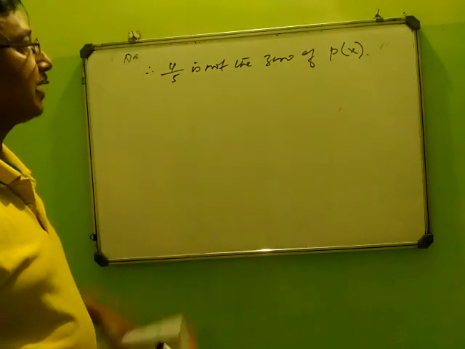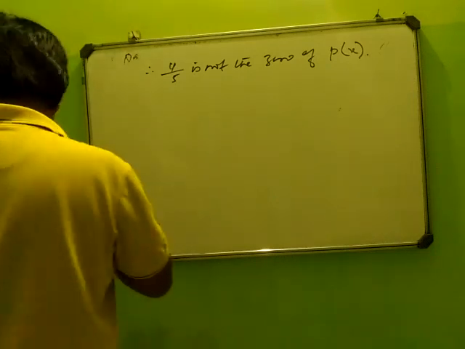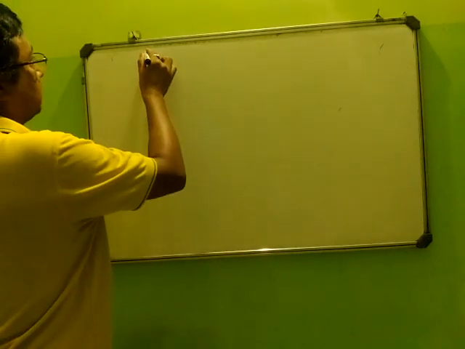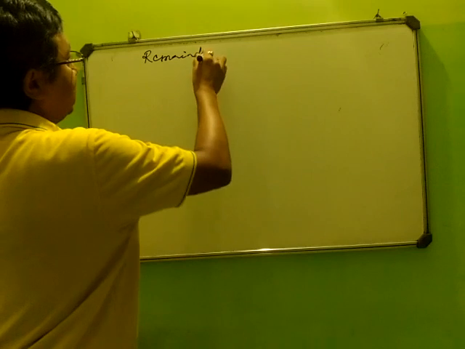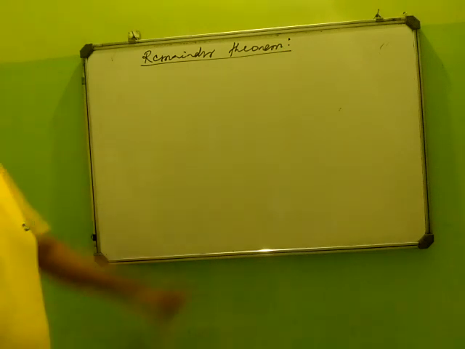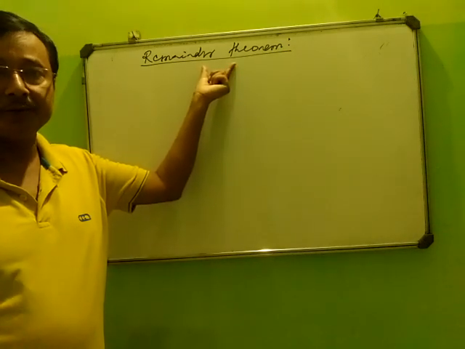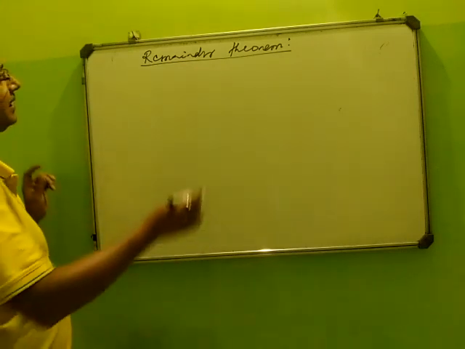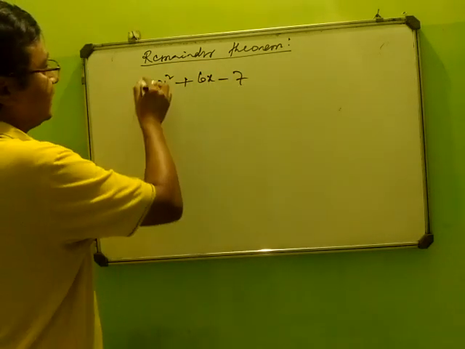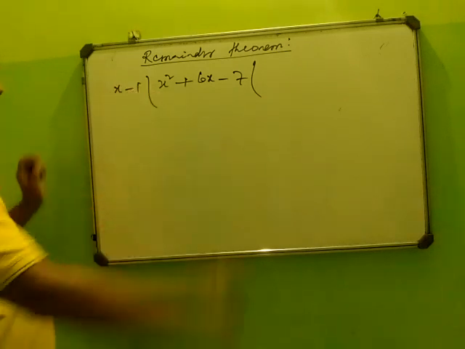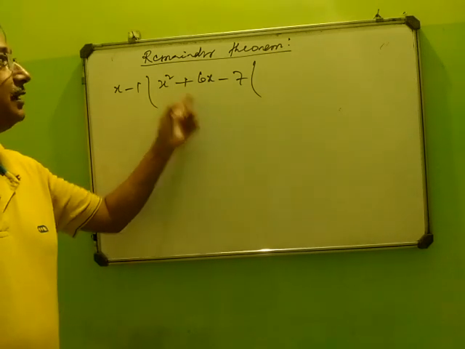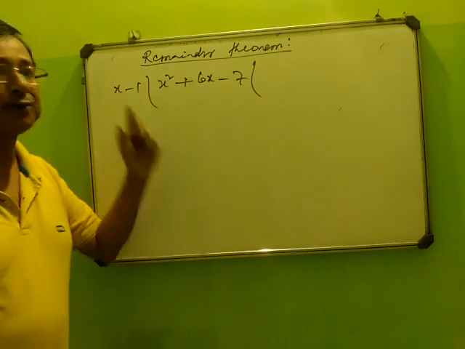Let us today learn one more new term, that is the remainder theorem. To make this remainder theorem clear to you, I will take one example. Let us take, say, x squared plus 6x minus 7 divided by, say, x minus 1. This is the long division process. So, this long division process is not the remainder theorem. I will be coming back after doing this.